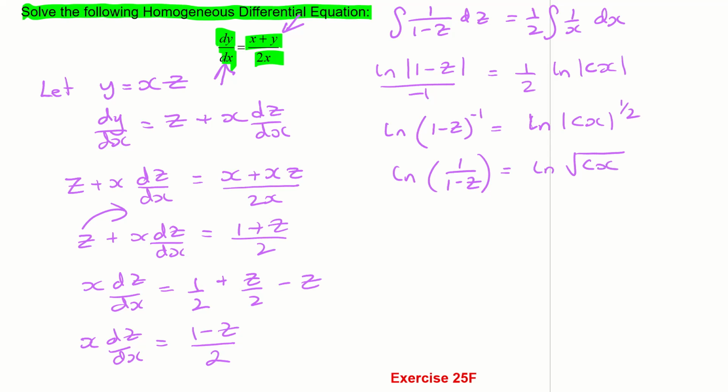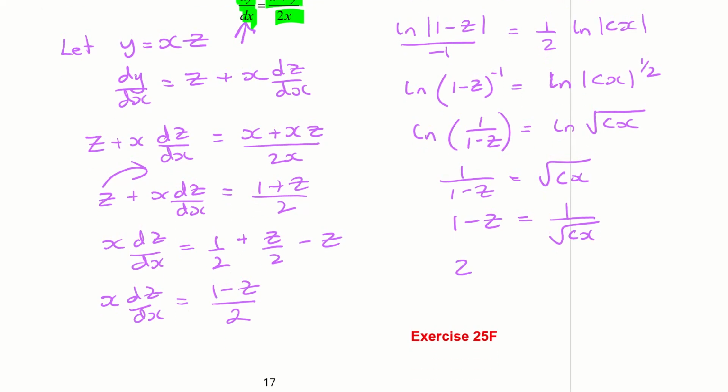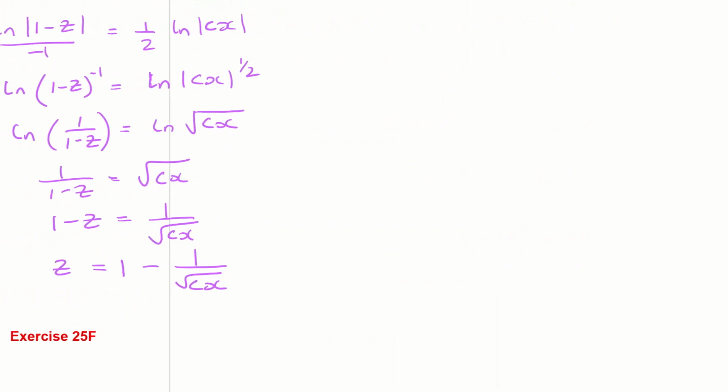Now ln of this equals ln of that, so 1 over (1 minus z) would be equal to root cx. And then that gives me that 1 minus z is equal to 1 over root cx. And therefore z is equal to 1 take away 1 over root cx.